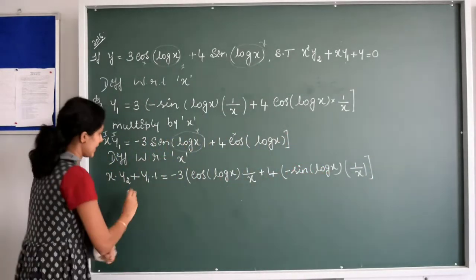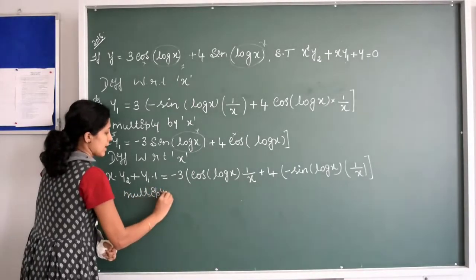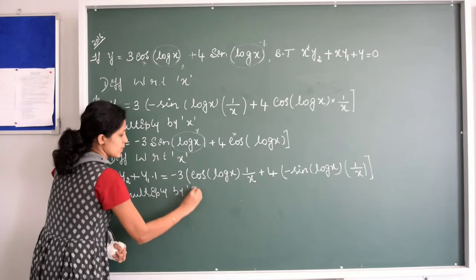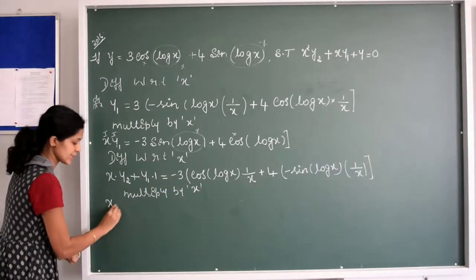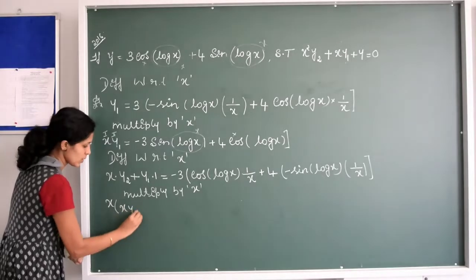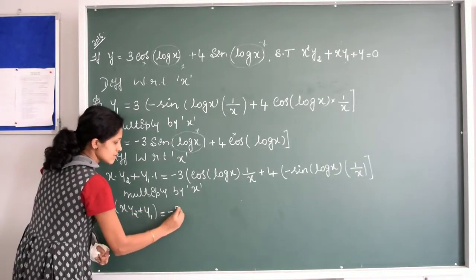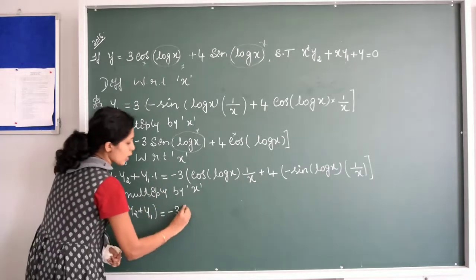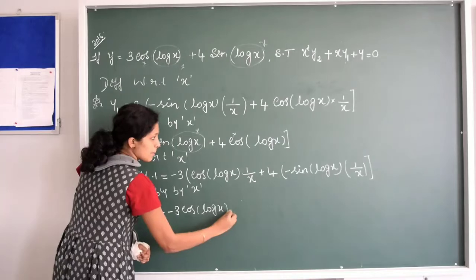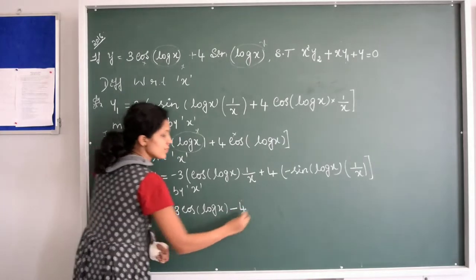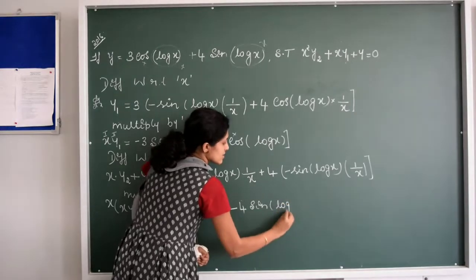So we will multiply by x. No need to write this one, directly you can do that. Multiply by x. So this is now x into x y2 plus y1 is equal to minus 3 into cos of log x. x and x got cancelled, minus 4 into sin of log x. And here also x got cancelled.